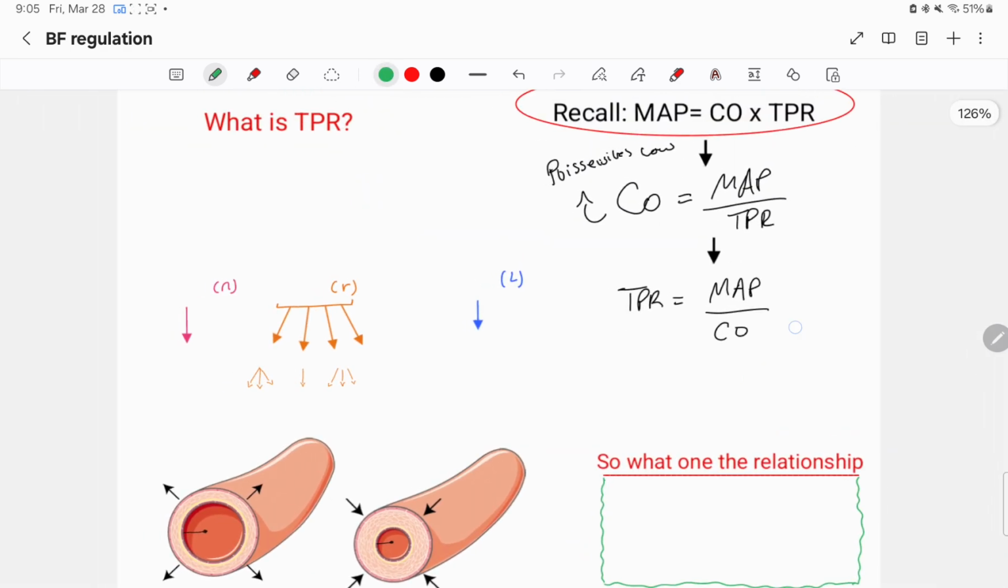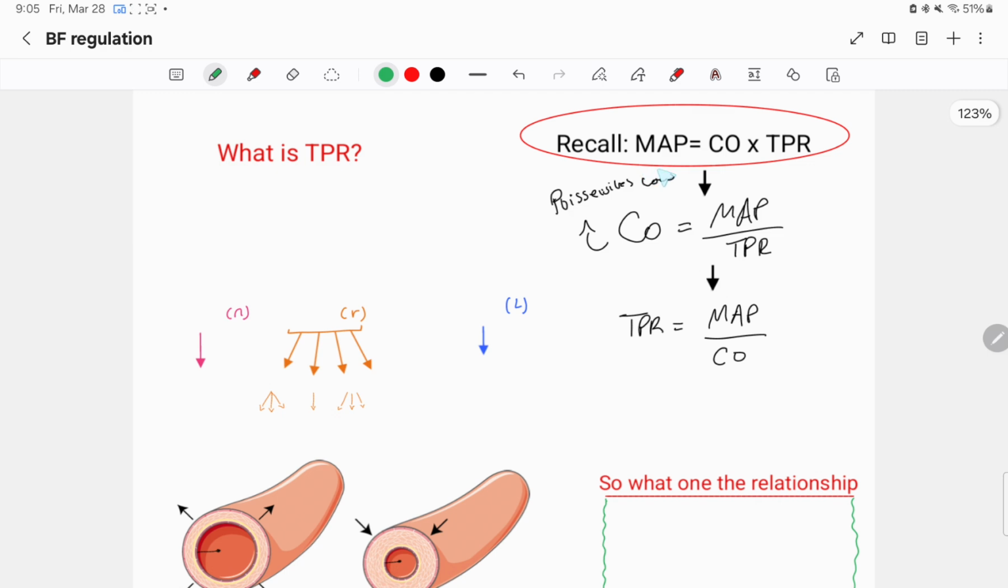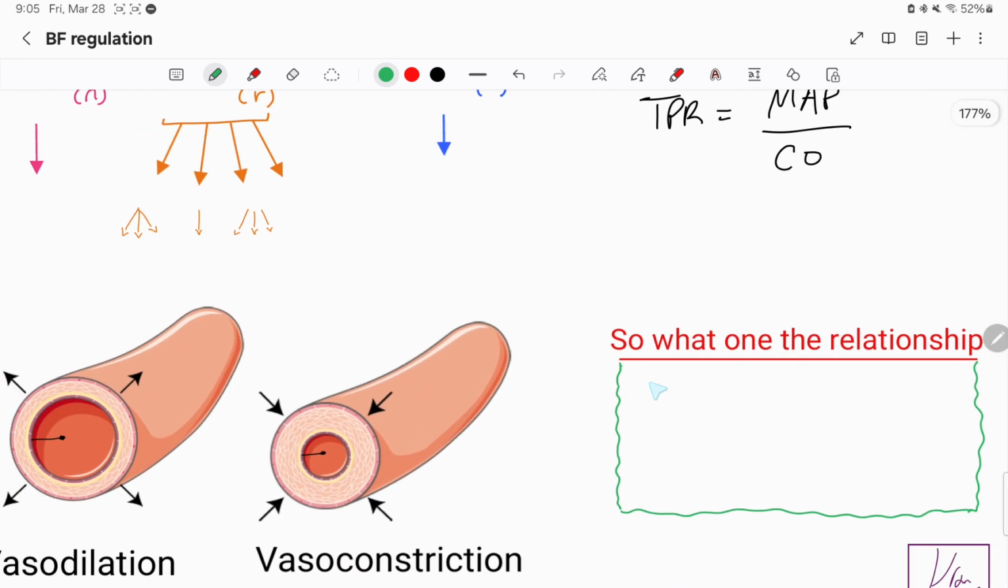What do you guys think the relationship is between cardiac output and total peripheral resistance? Well, all you'd have to do is just look at the formula that fits it best. Well, okay, if total peripheral resistance increases, cardiac output decreases, and vice versa. So we can say that the cardiac output is inversely proportional to the total peripheral resistance.